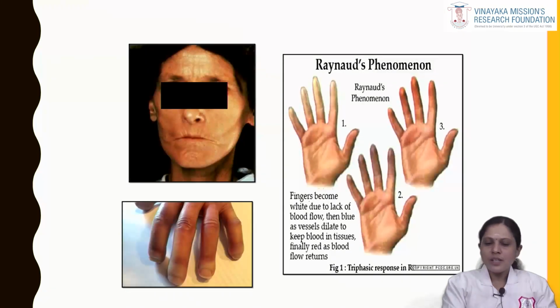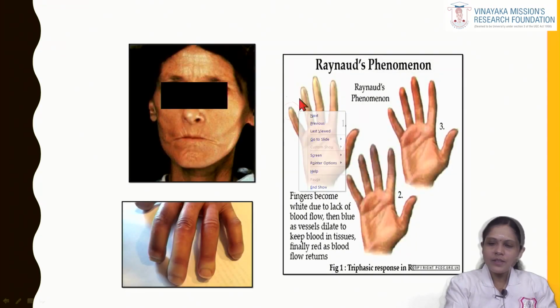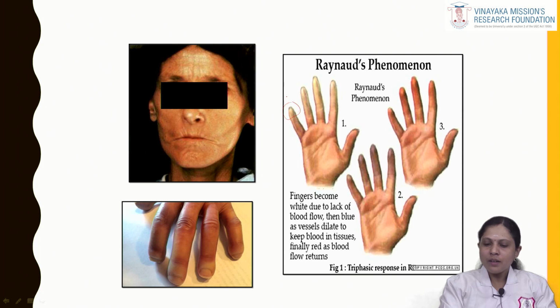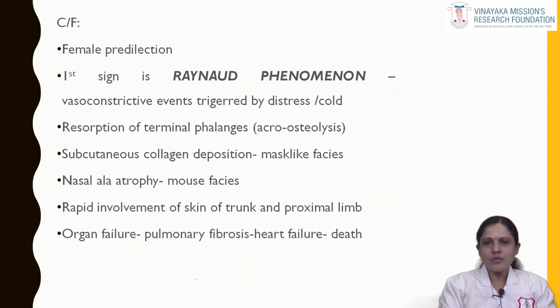Initially the finger becomes white due to lack of blood flow, then when the vessels dilate to keep blood in the tissue, it turns blue in color, and finally it retains its redness as blood flow returns. So this is Raynaud phenomenon. So white, blue and red due to vasoconstrictive events can be noted. This is known as acro-osteolysis because of the resorption of terminal phalanges.